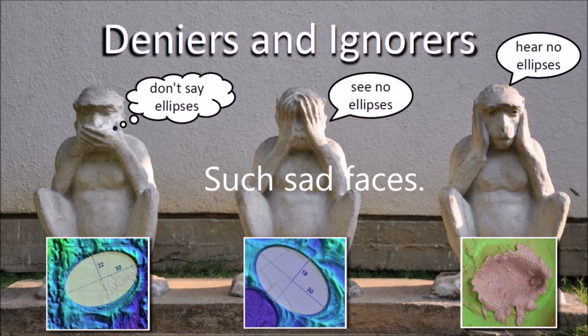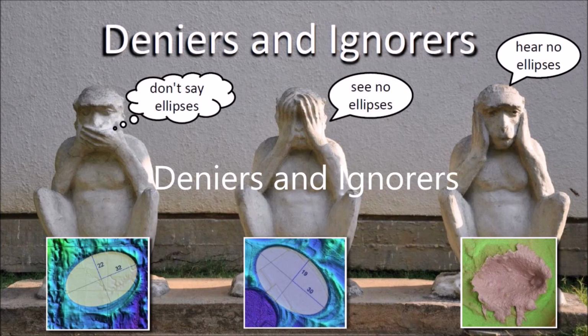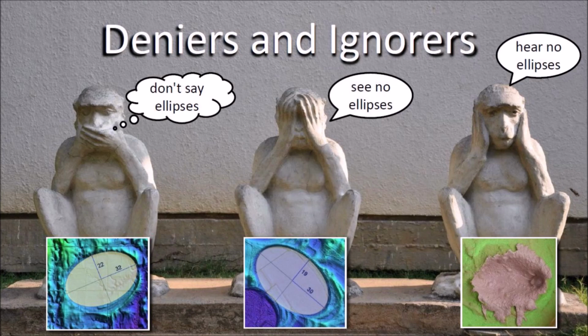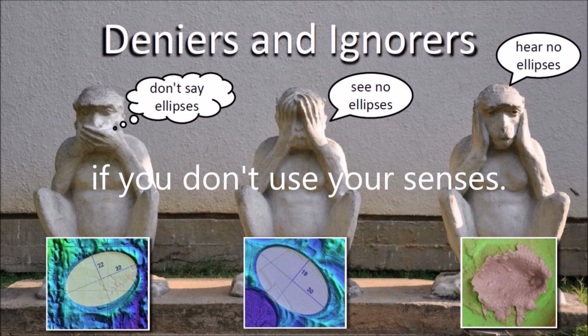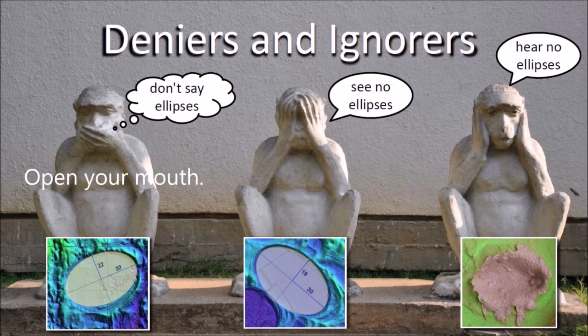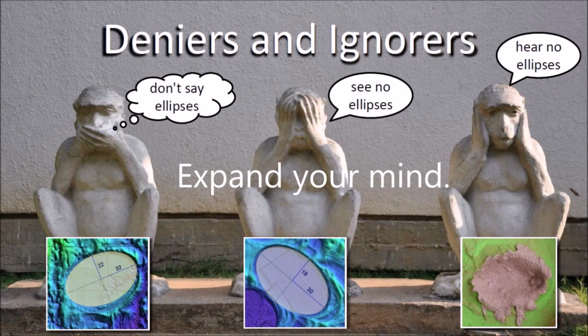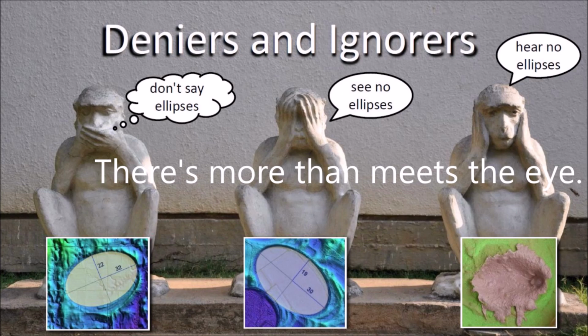Such sad faces, deniers and ignorers. You can't know the truth if you don't use your senses. Open your mouth. Talk about ellipses. Open your eyes. Look at the ellipses. Uncover your ears. Hear about the ellipses. Expand your mind. There's more than meets the eye.